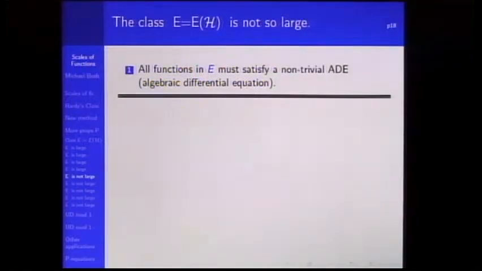When I added e to the power x, and the property was differentiation, then I know that I have a scale. But no, I know automatically that it's already a P-scale. It's closed under differentiation. All I need to check is e to the power x. But I know it is there, if the derivative of it is itself.